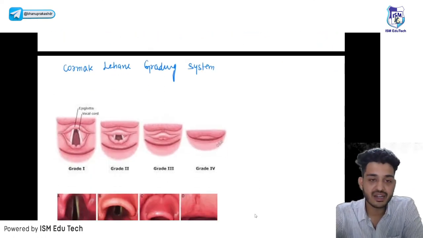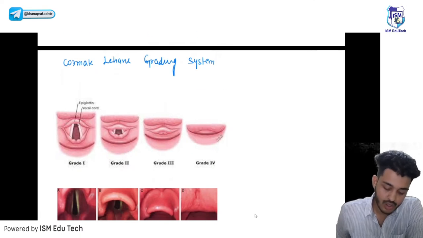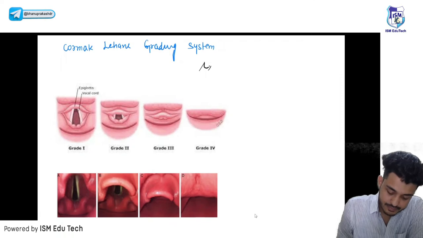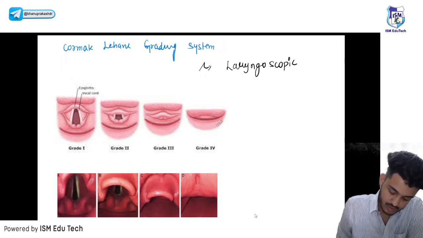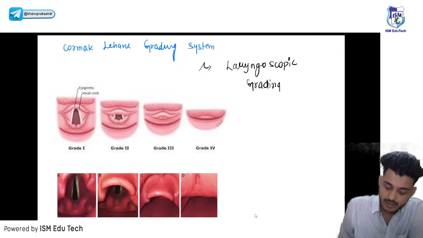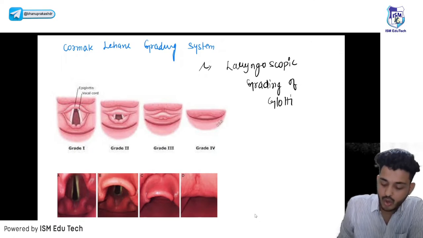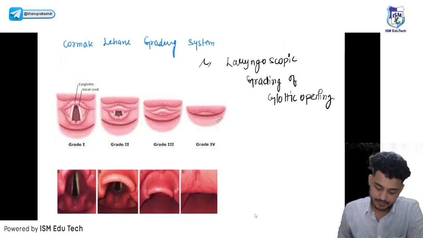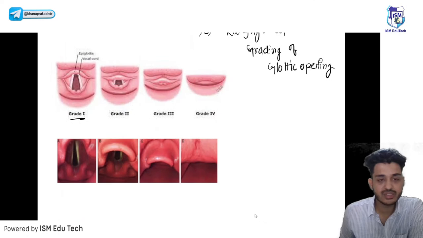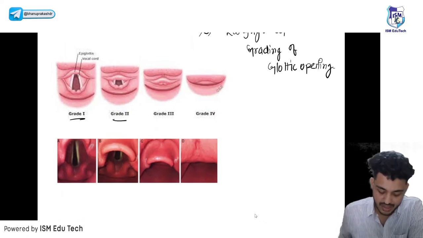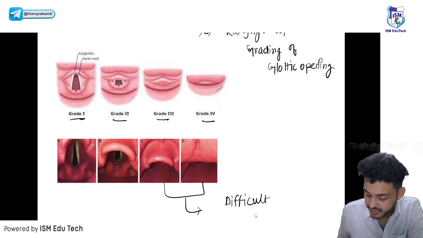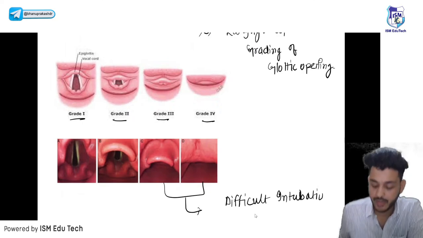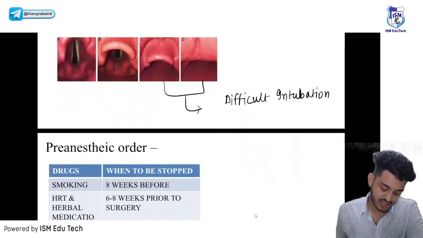Next one is your Cormack-Lehane grading, okay. In Cormack-Lehane grading, guys, this is a laryngoscopic grading of glottic opening. Okay, this is a laryngoscopic grading of glottic opening, okay. Grade 1 will be open, everything is visible, I can easily intubate. Grade 2, I can easily intubate. Grade 3 and grade 4 will be considered again as difficult intubation, okay. Right. So these are all the classes.